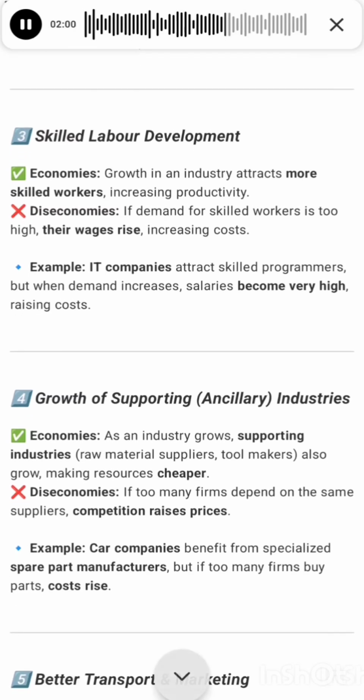4. Growth of supporting ancillary industries. Economies: as an industry grows, supporting industries, raw material suppliers, and tool makers also grow, making resources cheaper. Diseconomies: if too many firms depend on the same suppliers, competition raises prices. Example: car companies benefit from specialized spare part manufacturers, but if too many firms buy parts, costs rise.